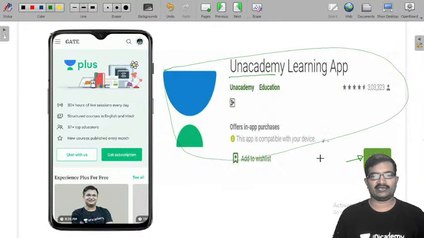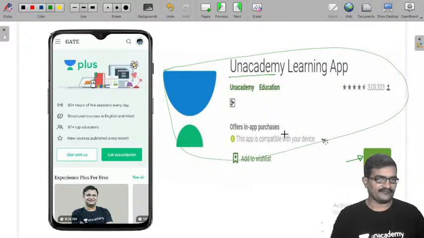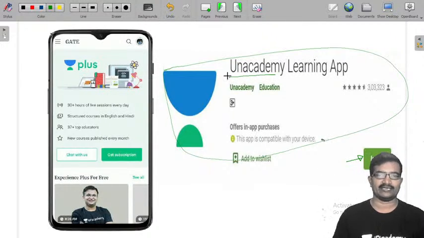Once installed, open the Unacademy learning app. By opening it, you can observe what different courses are available in Unacademy and who are the top faculty, top educators handling the classes in that subject. You get that information.